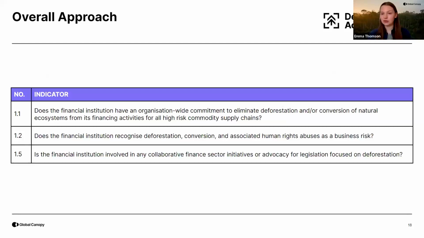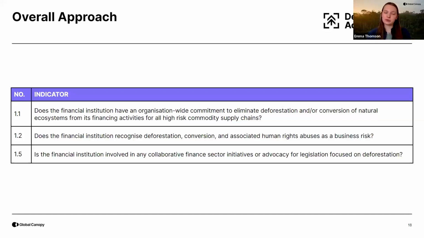These are not all of the indicators that will be included in the assessment, but just some that I thought it would be useful to highlight today. So in the overall approach section, which is that high-level approach on deforestation, our indicators look for things like, does the financial institution have an organization-wide commitment to eliminate deforestation or conversion from its financing activities? Does the institution recognize deforestation, conversion, and associated human rights abuses as a business risk to the institution itself? And if so, what kind of risk is it identified as?